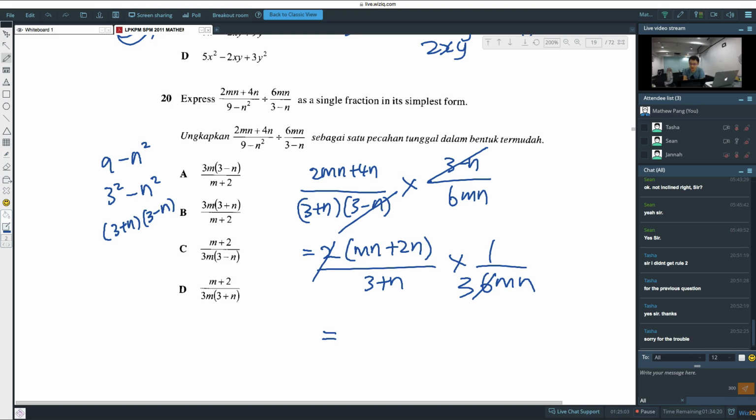Over here you can factorize out the n also, because both also have n. That means I can simplify the n also. So this one will be m plus 2 over 3 plus n, and then 3m. Do I have this answer? D. Okay, this one you just need to know how to simplify it, but it shouldn't be too hard.